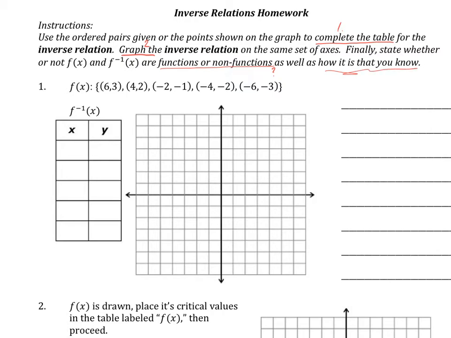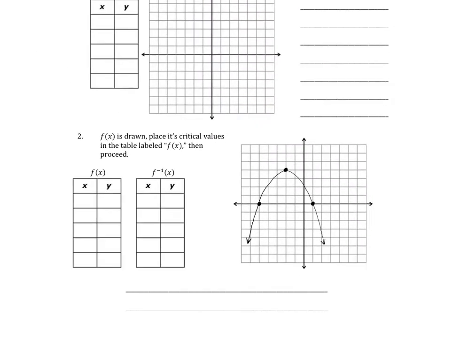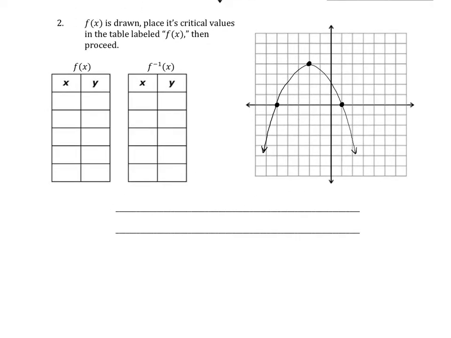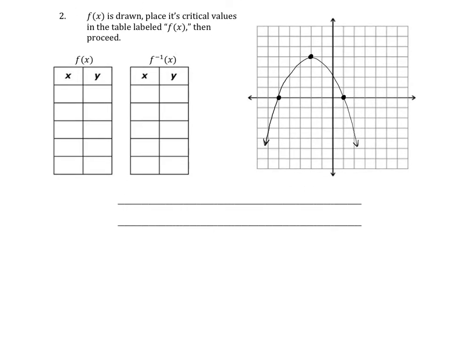Okay, so I'm going to do number 2 for you right now. Number 2, f of x is drawn. So this is f of x. Place its critical values in the table labeled f of x. Then proceed. So its critical values are going to be the points that are noted on its graph.